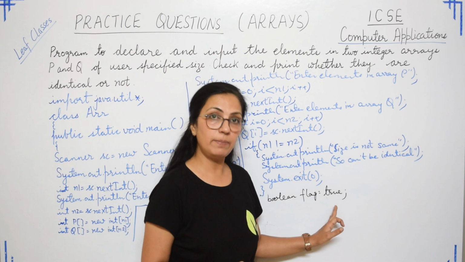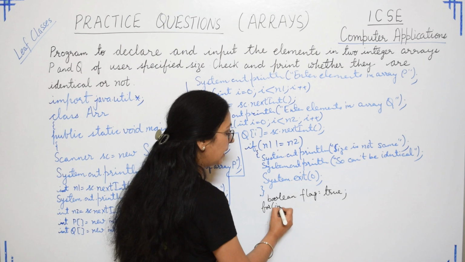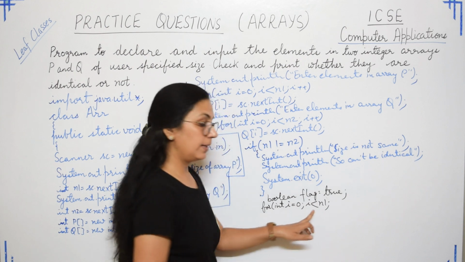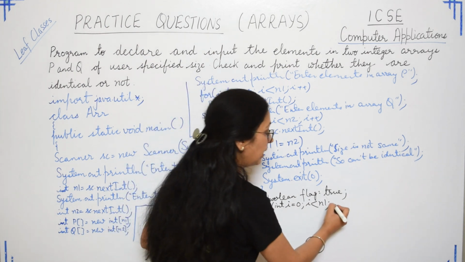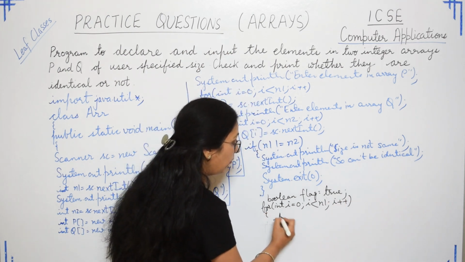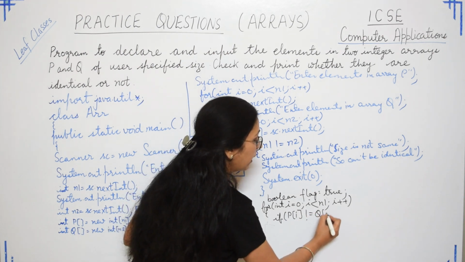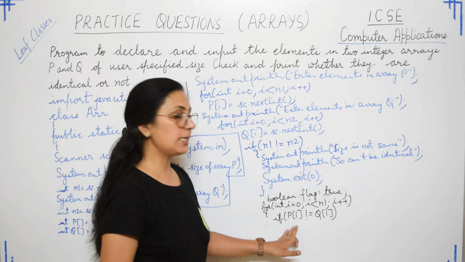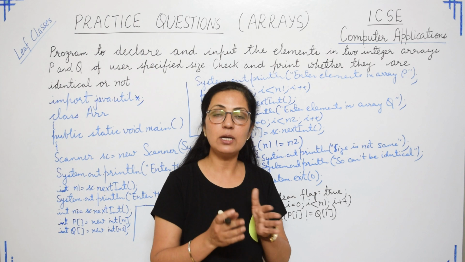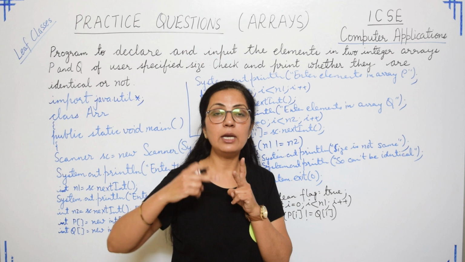This true or false should not be enclosed in that, right? Now here we will take the loop for int i = 0, i < n1. Here it can be n2 also because n1 and n2 are the same. i++. Now what we have to do: if p[i] is not equal to q[i], if p[0] is not equal to q[0], at any moment where this condition becomes true, that means both are not equal. So there is no need of checking further.